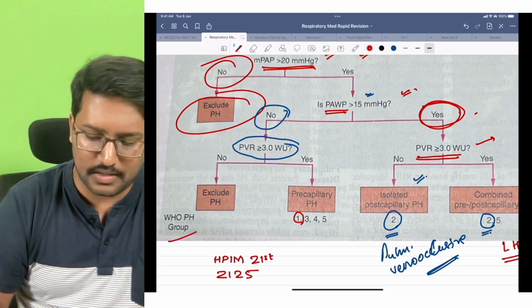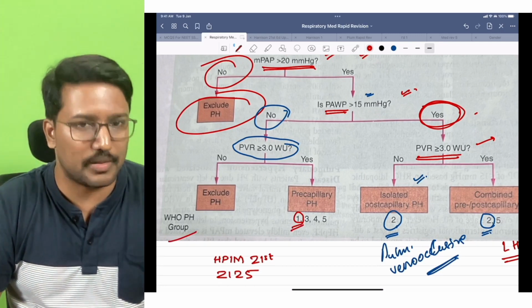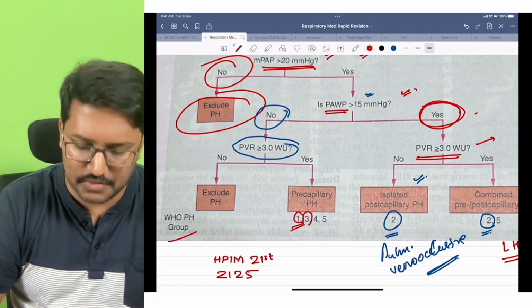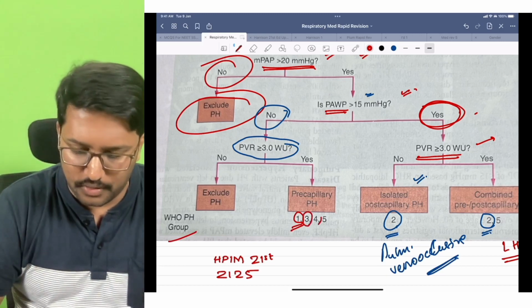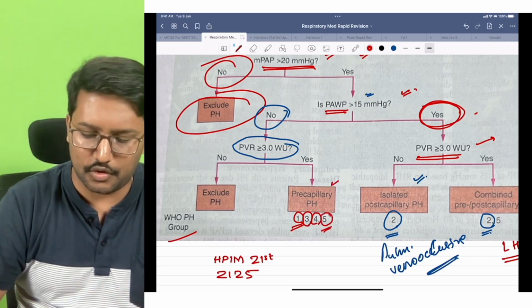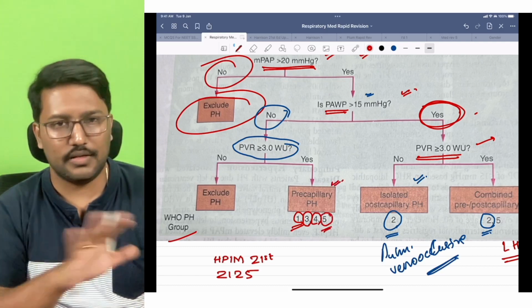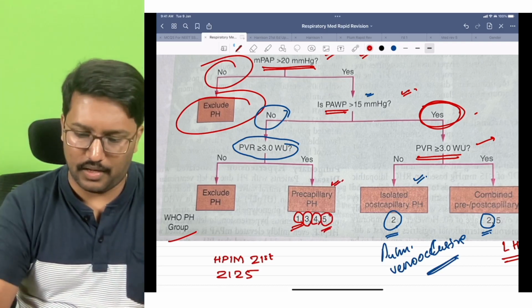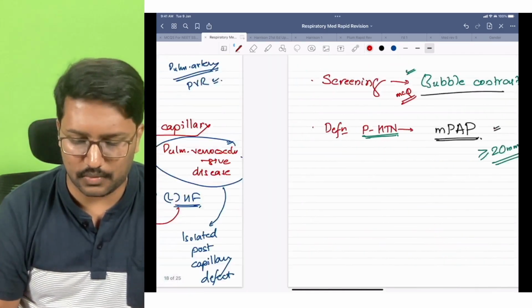So all these pre-capillary pictures come into play. WHO group 1 is what? That is idiopathic pulmonary arterial hypertension. Group 3 is due to lung disease. Group 4 is chronic thromboembolic, and group 5 is some rare diseases. All of them will come under pre-capillary. So this is the algorithm. Now, having understood this algorithm, let us go back to the question and address it.